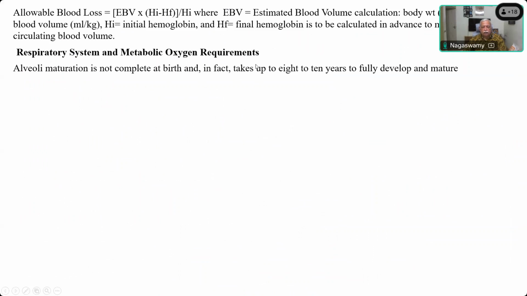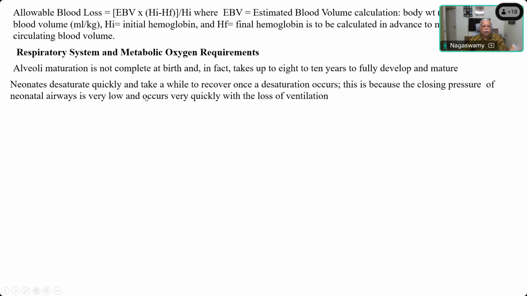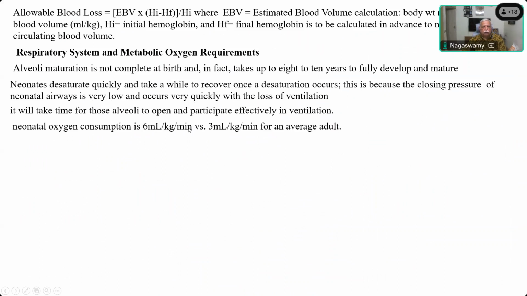In fact, the alveoli keep growing until the child is 8 to 10 years old. At that time only it becomes fully developed. And the neonates desaturate quickly and they take a longer time to recover because the airways collapse very fast and it takes time to open up the alveoli which have not been ventilated. So you have to be very watchful, and their oxygen requirement is also higher compared to the adult.